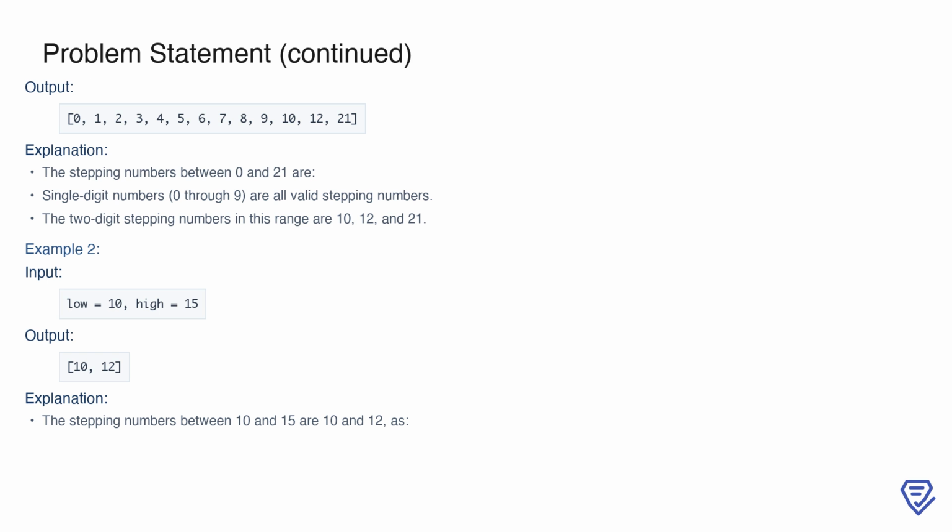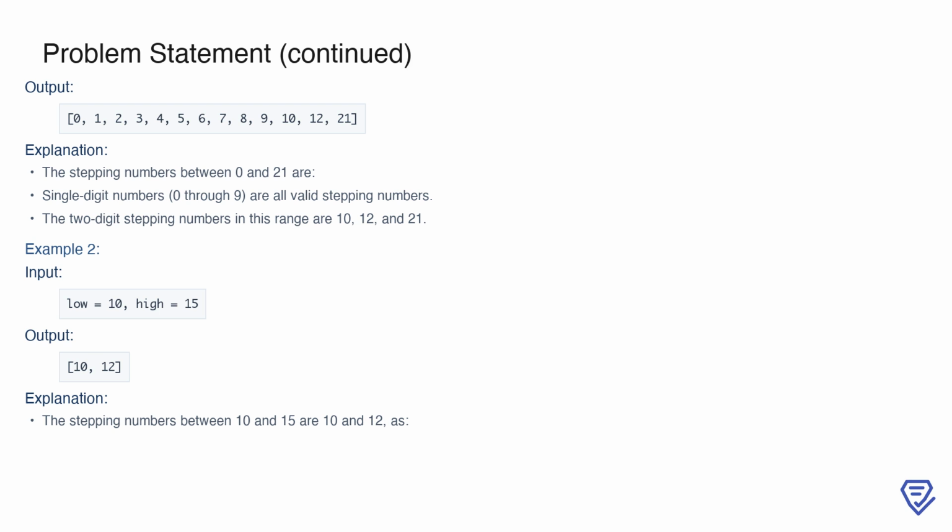In the first example, when the range is from 0 to 21, the output is a list of stepping numbers: 0, 1, 2, 3, 4, 5, 6, 7, 8, 9, 10, 12, 21. Here, all single-digit numbers from 0 to 9 are valid stepping numbers because they have no adjacent digits. For two-digit numbers in this range, 10, 12, and 21 are stepping numbers. This is because the absolute difference between the digits in these numbers is exactly 1. For example, in 10, the difference between 1 and 0 is 1, and in 12, the difference between 1 and 2 is also 1.